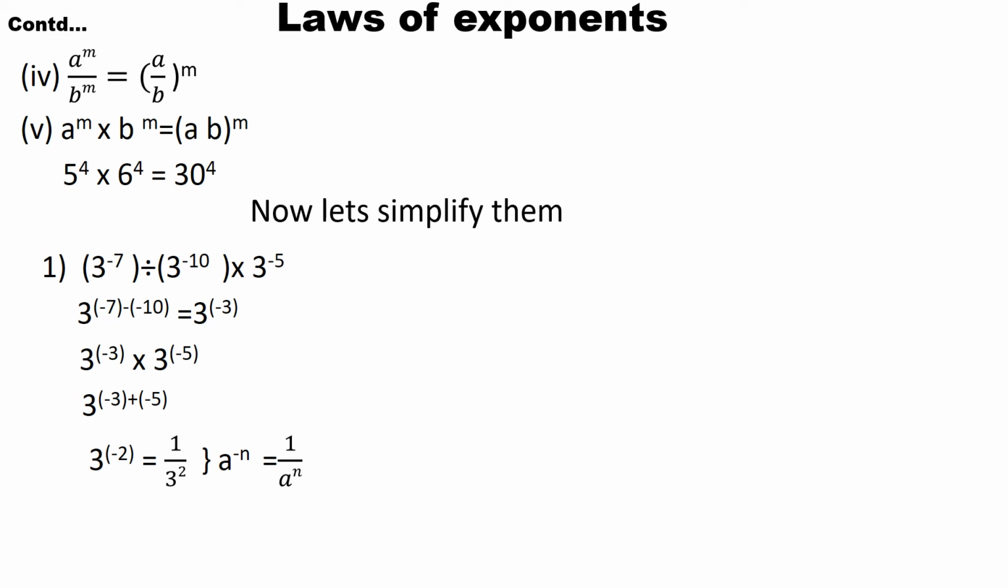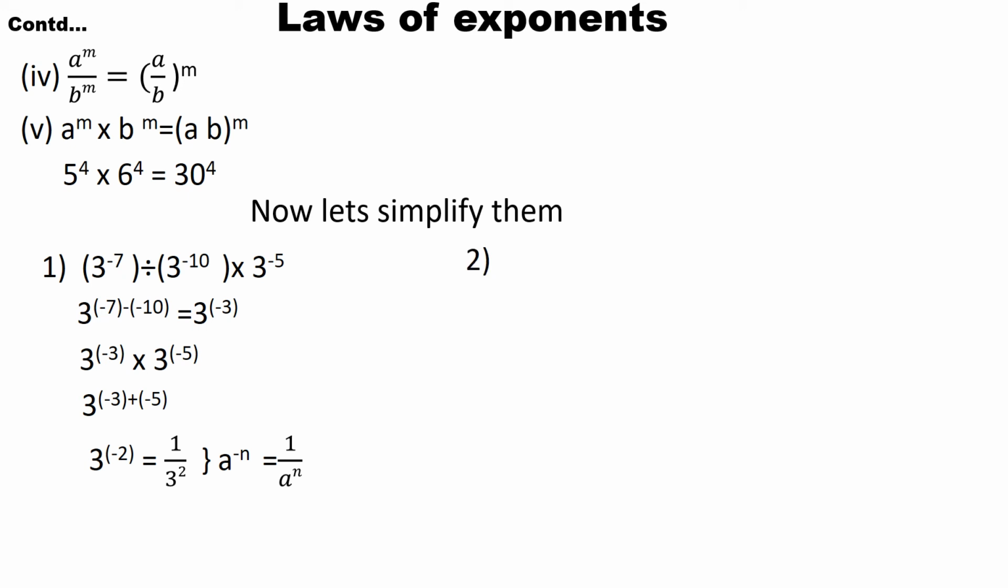We know when a negative exponent comes, we have to follow the formula a^(-n) is equal to 1 by a^n. So we get 3^(-2) is equal to 1 by 3^2. We made it a positive exponent. So we have done the sum, we get the answer as 1 by 3^2.